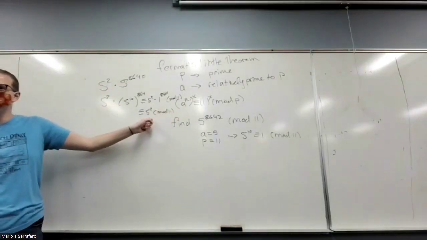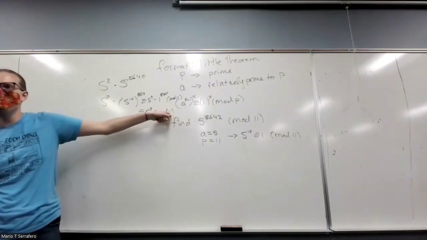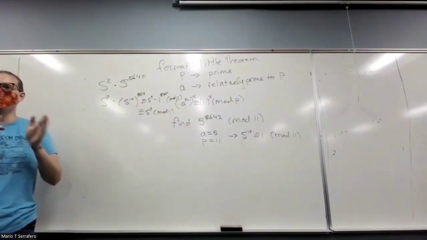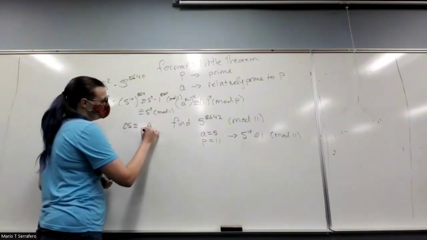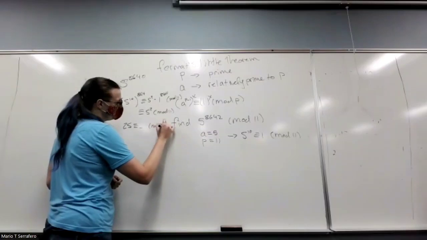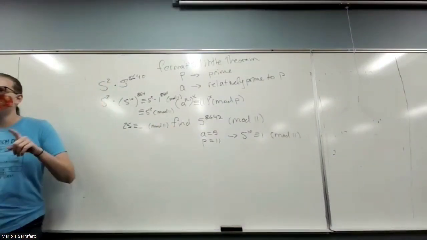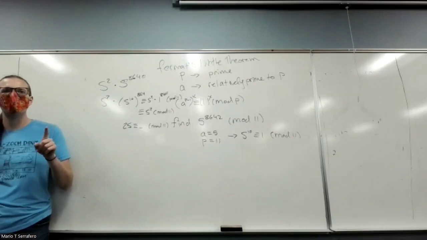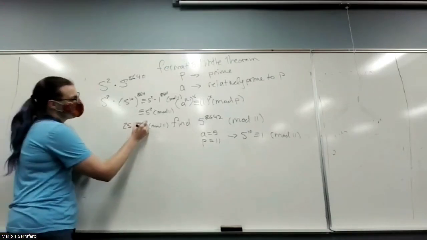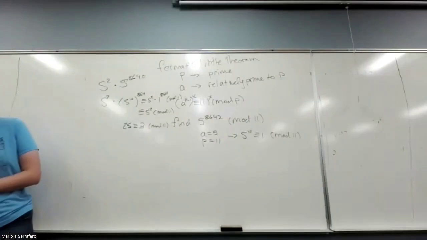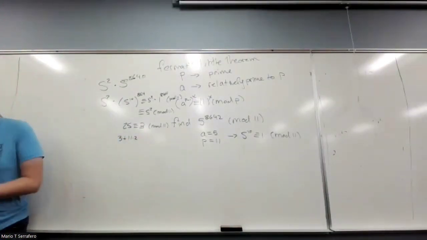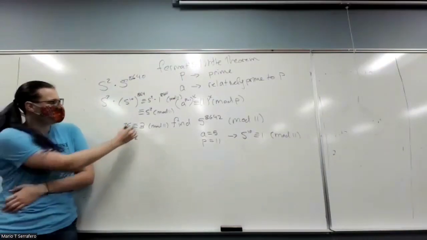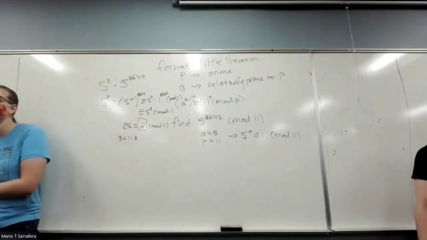And 5 squared, that's bigger than 11. I want to get something that's in between 0 and 11, ideally. So 25 is equivalent to what mod 11? Anybody? 3. Yeah. So it's 3. You could think about that being 3 plus 11 times 2. So the answer for this problem is 3.